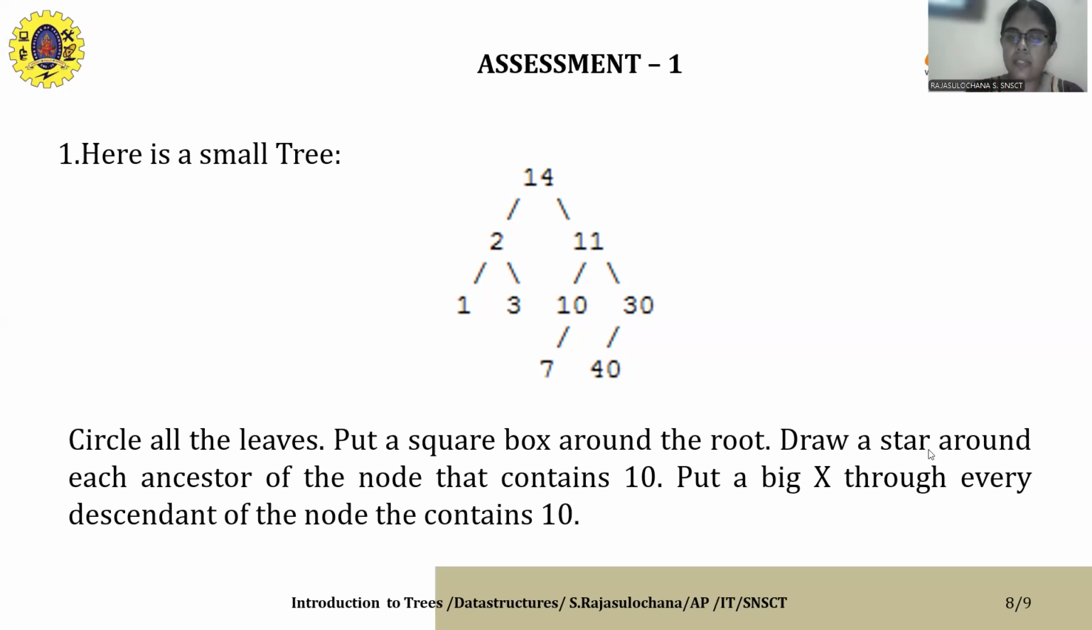The other question is: draw a star around each ancestor of the node that contains 10. So what are the ancestors of 10? It is 11 and 14. Then you have to put an x through every descendant of the node that contains 10. So the descendant of 10 is only 7. Only one node descends from 10. So you put an x near 7. Clear?